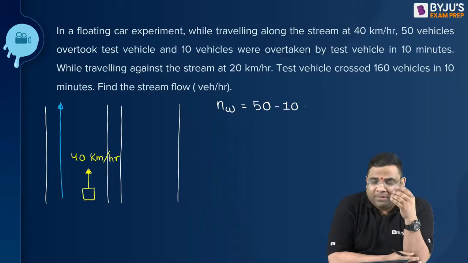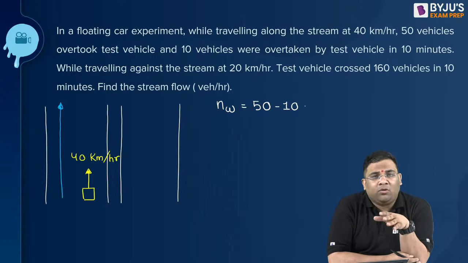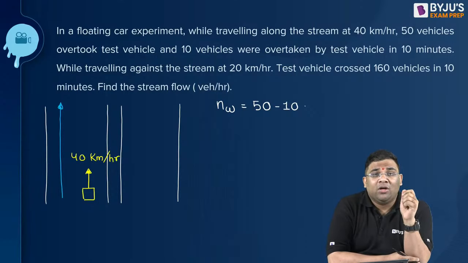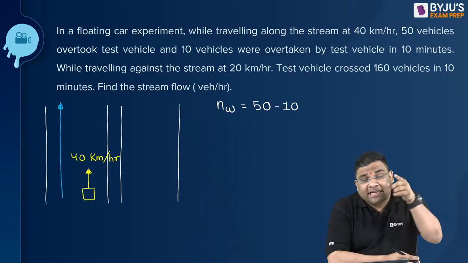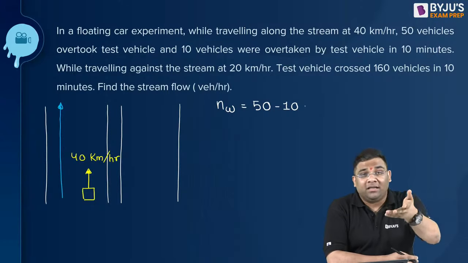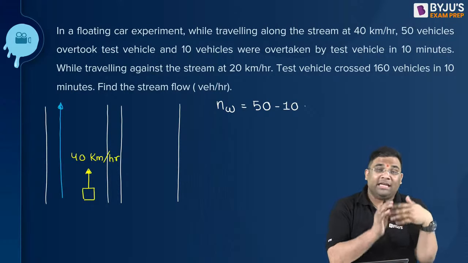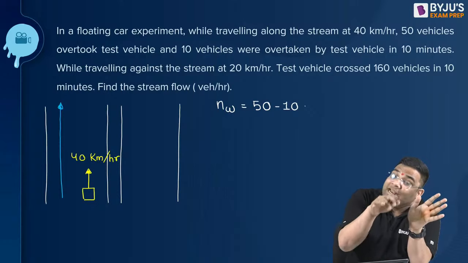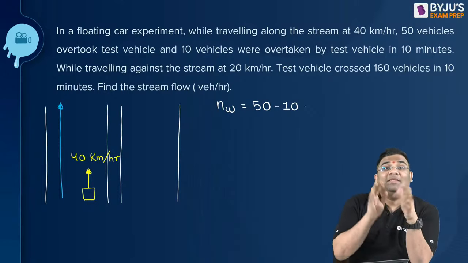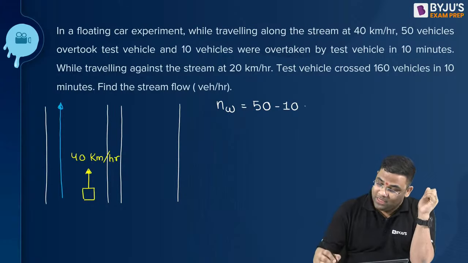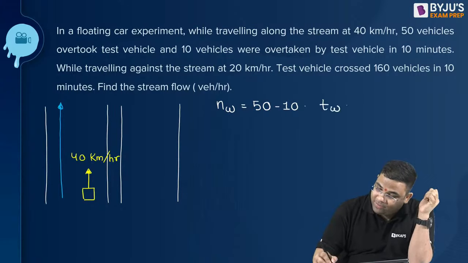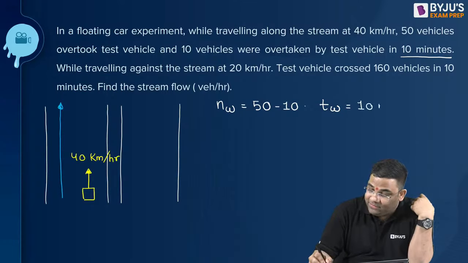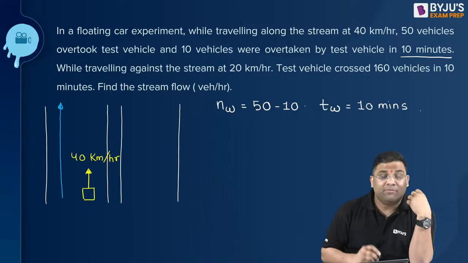50 vehicles overtook the test vehicle and the test vehicle overtook 10 vehicles, so what is the total net number of vehicles which overtook the test vehicle? 50 minus 10, yes, I can tell it like that. So 50 overtook the test vehicle and the test vehicle overtook 10. That means net is 40. Now here TW is given. It happened in 10 minutes. The time of observation was 10 minutes.